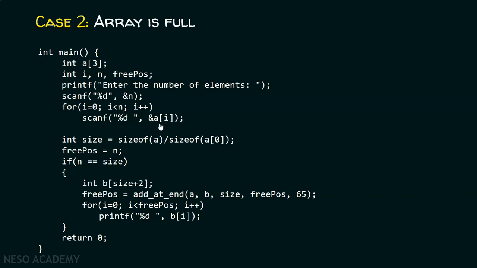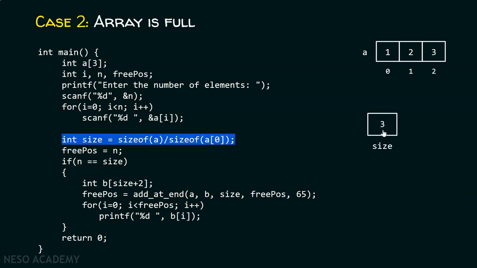And then after that, we will calculate the size of the array. Let us suppose that this is the array which accommodates these values 1, 2 and 3. And I'm about to calculate the size of this array by using this formula size of A divided by size of A[0], which gives us the size, that is 3. After that, we will use again this free pose variable.